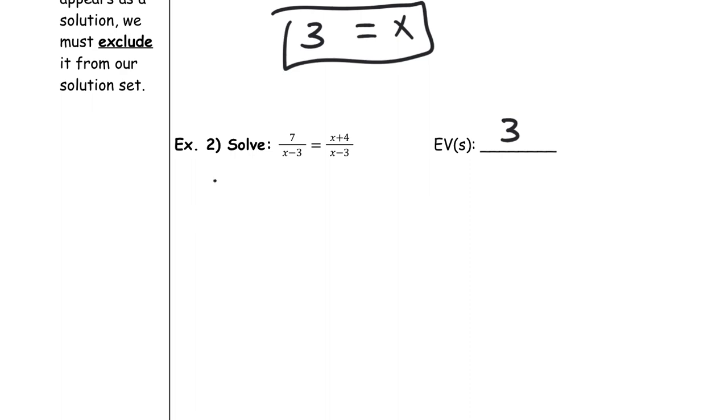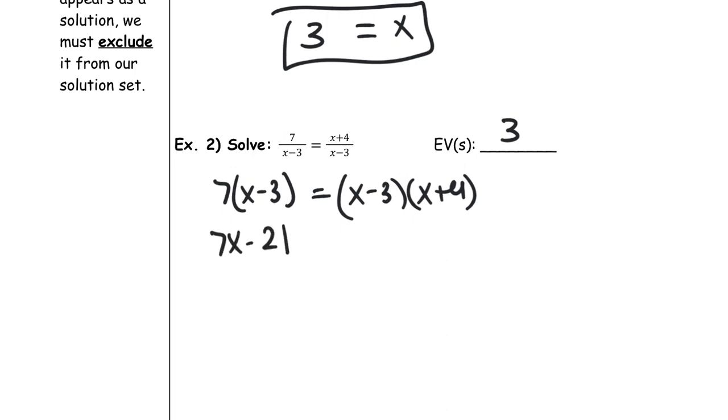Let's cross multiply again. So I got 7 times x minus 3. And then I got x minus 3 times x plus 4. So we end up with 7x minus 21. Just wait until I show you the other way to do this one.